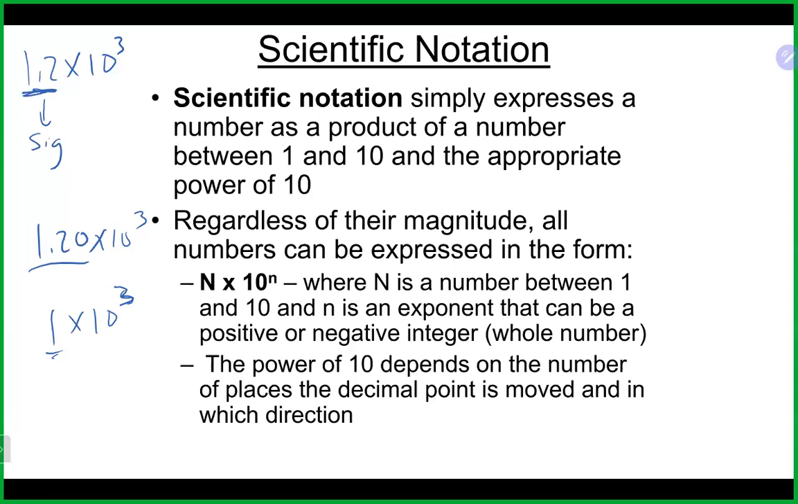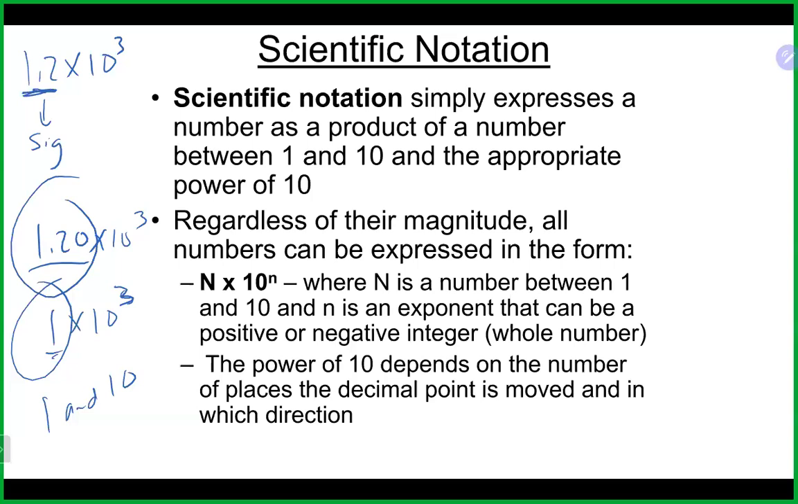Remember, the other really important part is that the number that comes before the times 10 has to be a number between 1 and 10. So it can't be like 12 or something like that, or point something. It could be 1, but it can't really be 10 either. So it's got to be like 9 point something.